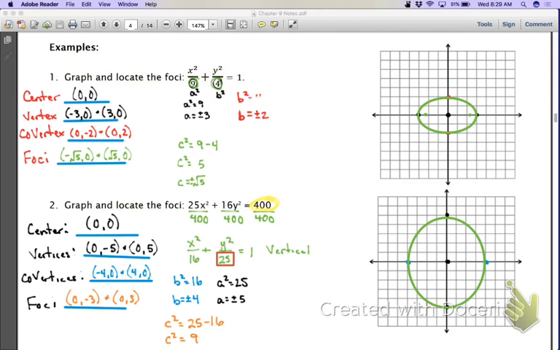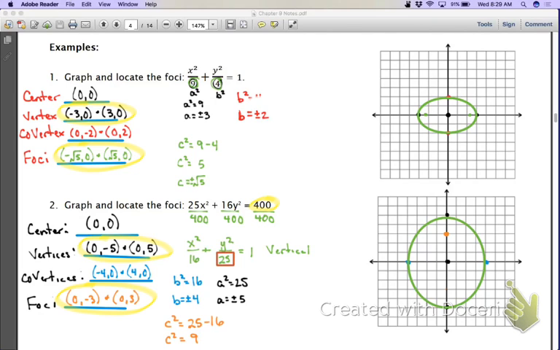The biggest thing here is your foci and your vertex should always look the same, as far as where your x and your y values, which numbers are filled in. If your vertex has zeros in your y values, then your foci needs to have zeros in your y values. If your vertex has zeros in the x values, then your foci should have zeros in the x values. Your x and your y values should always match in your vertex and your foci. That's the biggest thing that I would tell you to make sure.